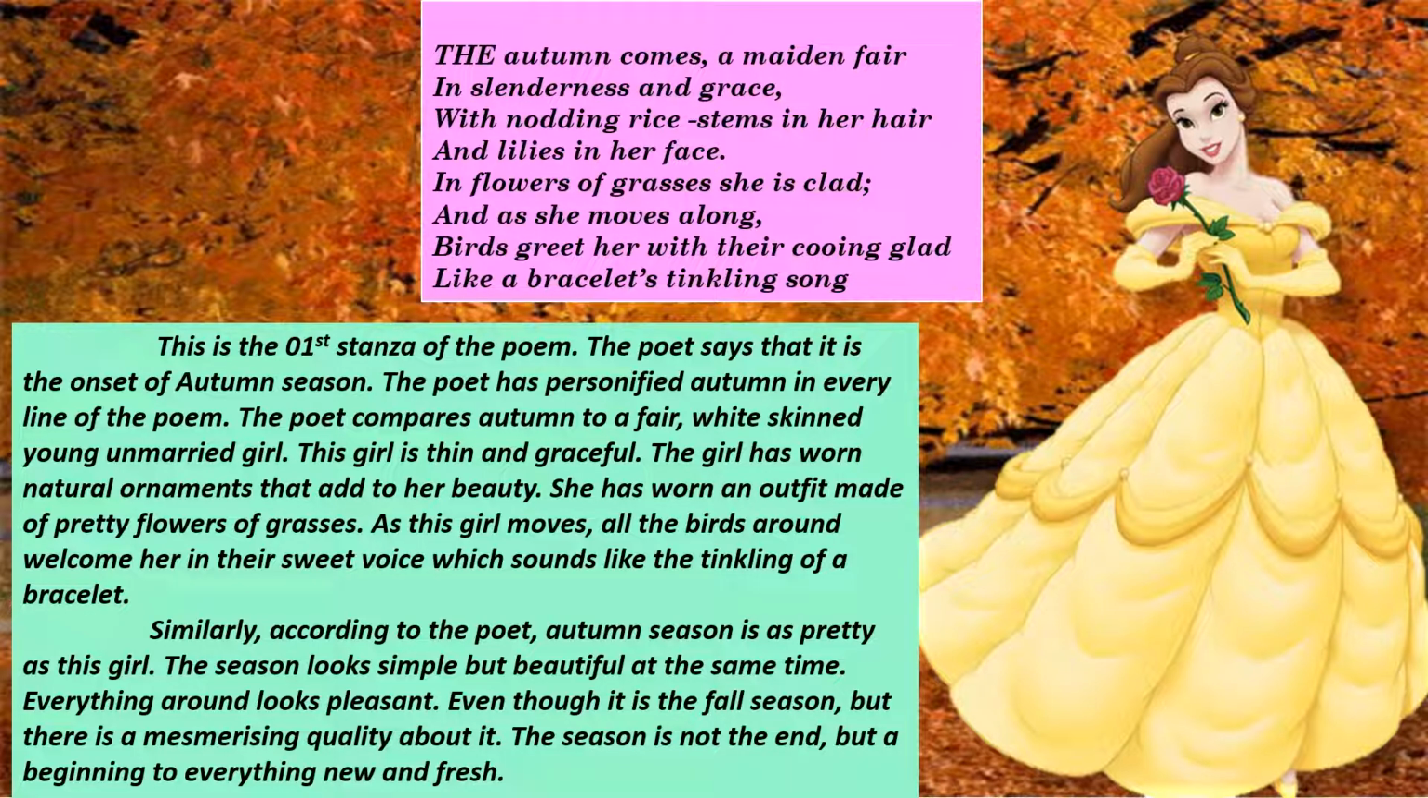Everything around looks pleasant. So everything, when you look around in the autumn season, all your surroundings look very pleasant, very different and very beautiful. Even though it is the fall season, there is a mesmerizing quality about it. So despite the autumn season being the fall season, that is, the leaves shed during this season and the trees become bare, despite all these changes, the autumn season has a mesmerizing quality about it. It has a unique, fascinating quality about it.